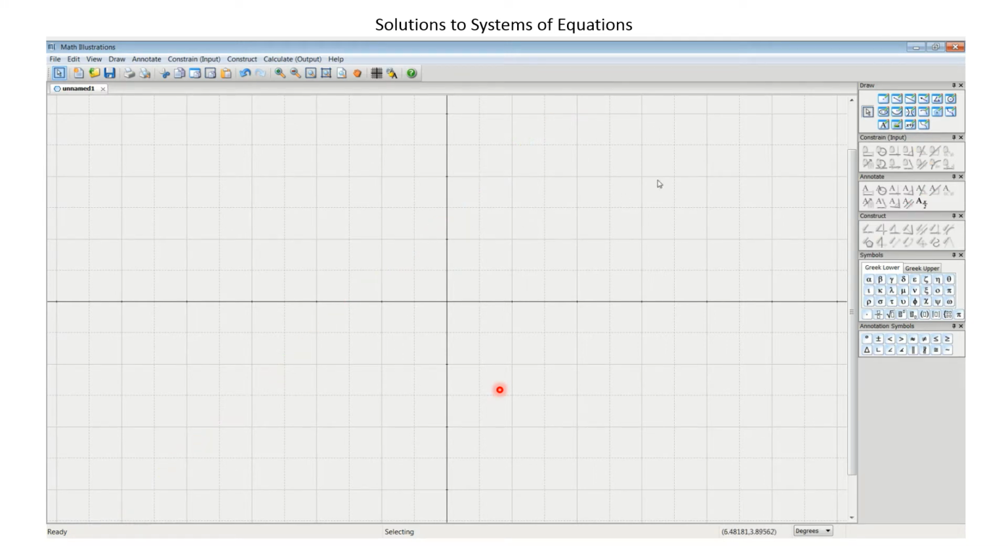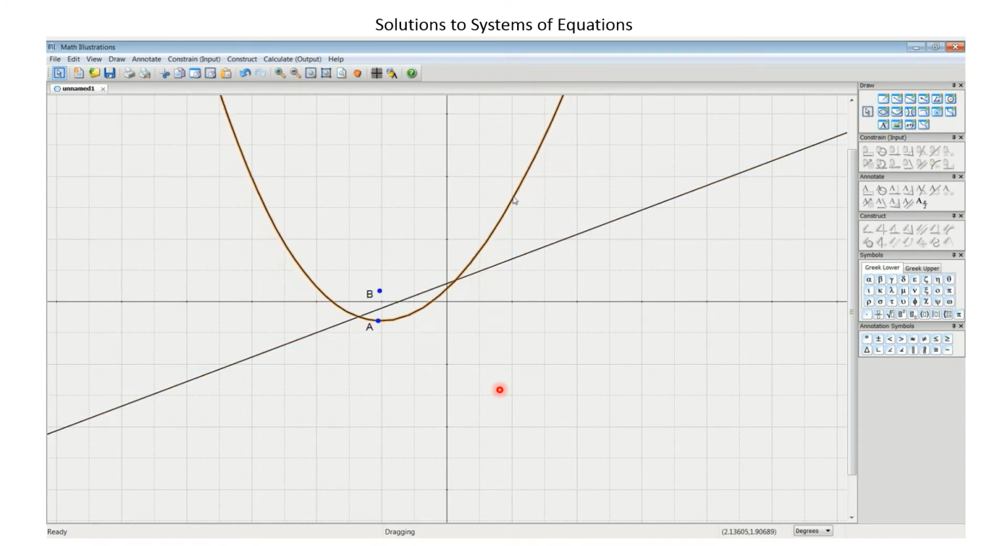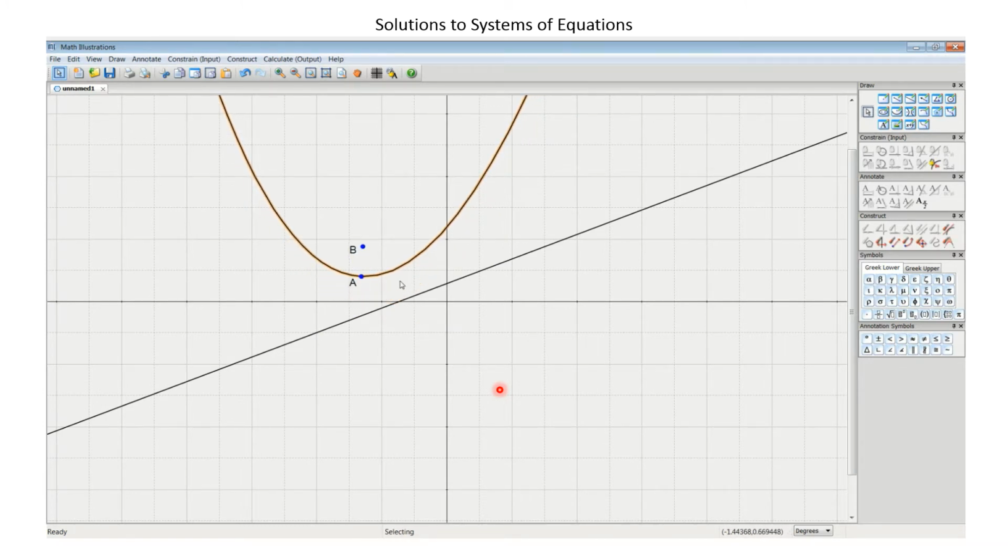Well, with conic sections, we don't have just 1, 0, or infinite. So let's start out with a line and a parabola. So notice a line and a parabola can intersect 2 times, but there are other options here too. They can intersect 1 time, where it's tangent, or they could not intersect at all. So here our options are going to be 2, 1, or 0.